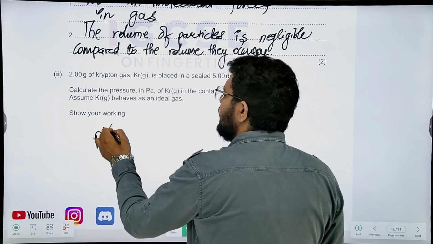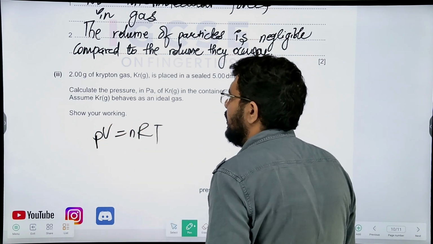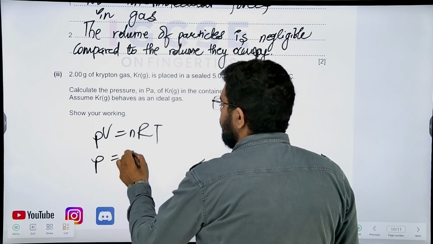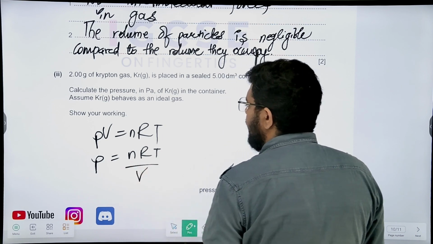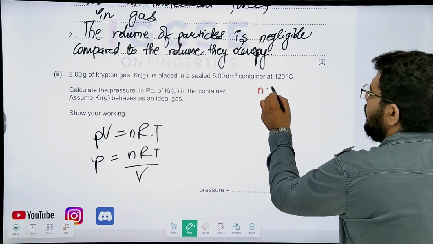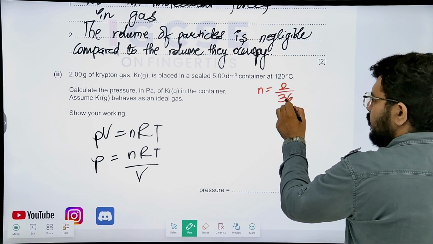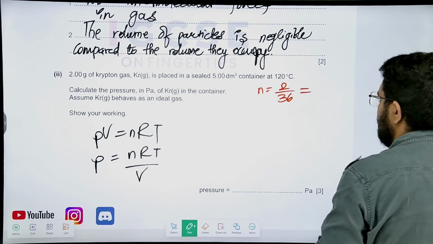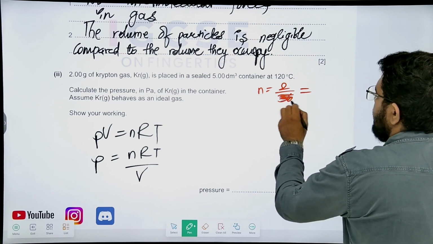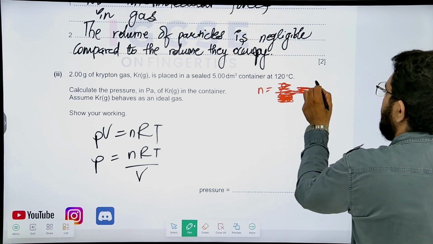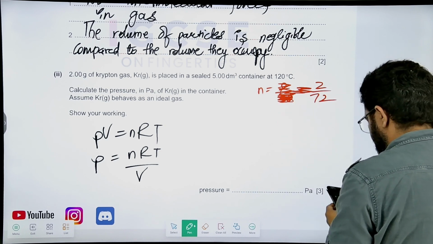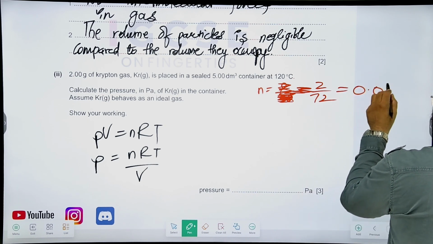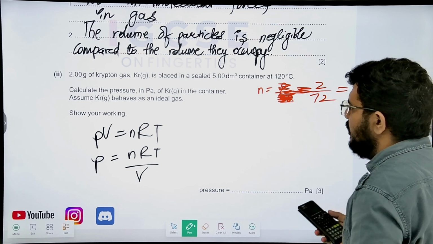If it behaves as an ideal gas, PV equals nRT must be true. What is the pressure? That is what we have to calculate, nRT by V, right? First, let's find the n. It is 2 gram, and from the previous questions, we know that the mass should have been not 36, I think 72, right? At least double, so 2 upon 72. Let me know if I'm wrong, guys. Please check this once. You have 0.0138. This is the number of moles.